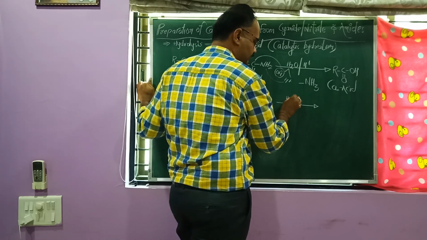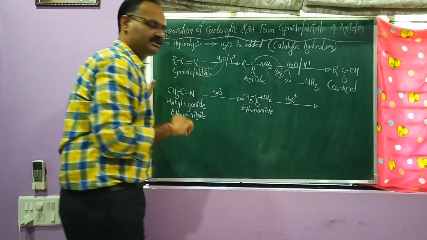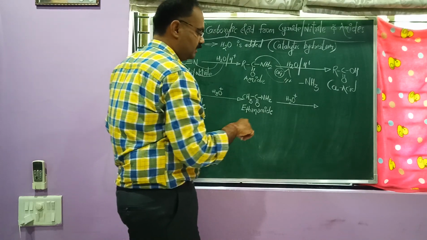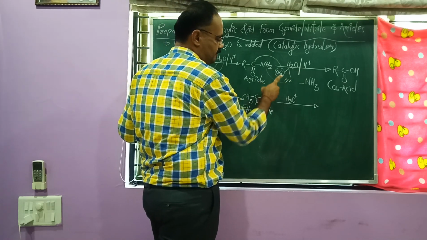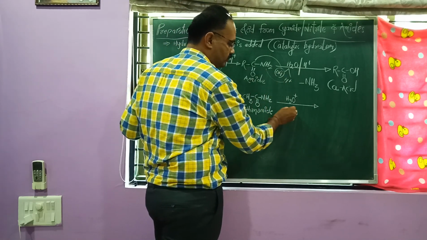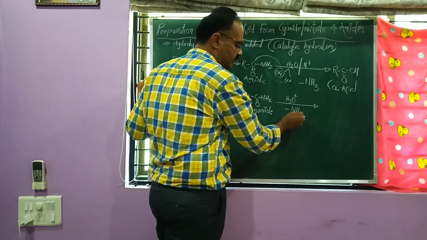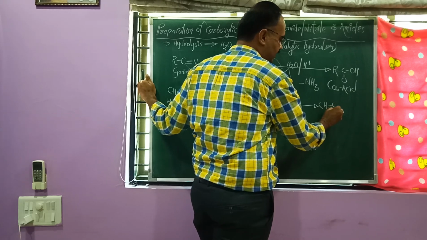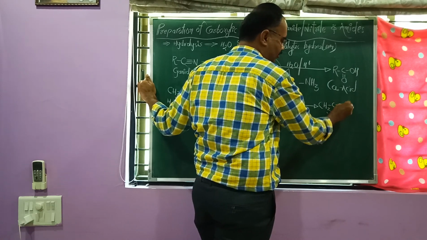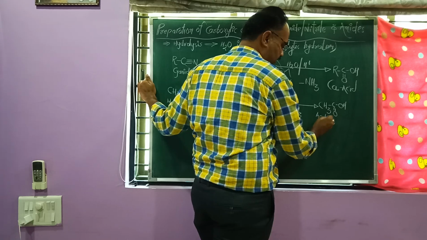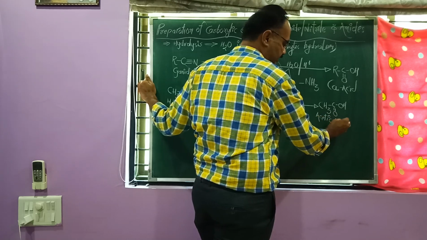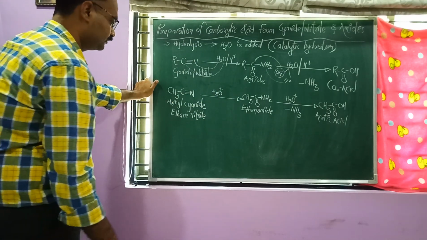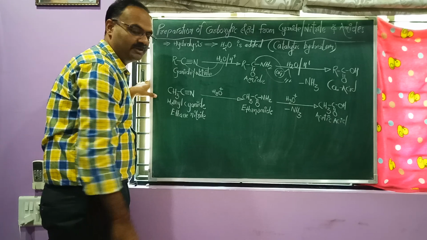Again H3O plus means water should be added in presence of acid or base catalyst. Like this, OH minus should be added here, H plus should be added here. So again we have ammonia byproduct, and we obtain CH3 C double bond OOH. Name of this compound is acetic acid, or it is known as ethanoic acid. This is acetamide, common name.